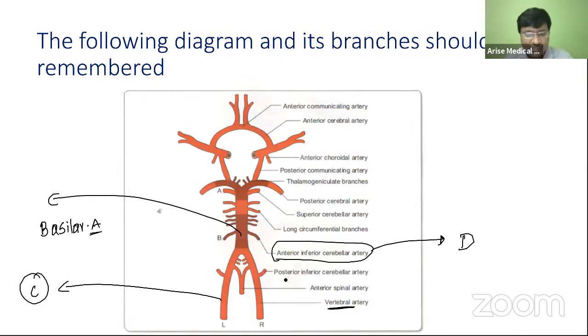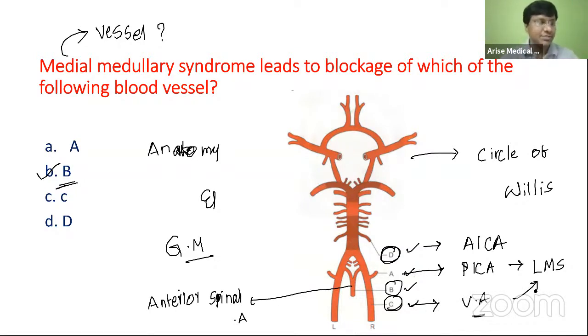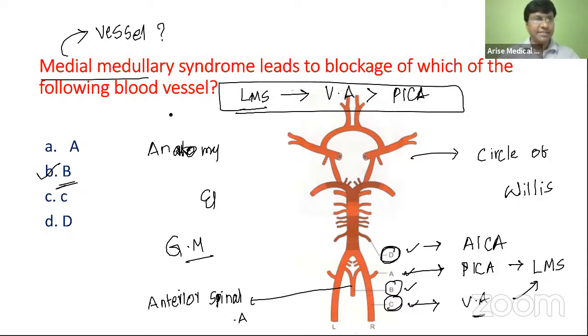Then A is your PICA, posterior inferior cerebellar artery, and this is what is involved in lateral medullary syndrome. And your C, the vertebral artery, involvement is also seen in lateral medullary syndrome. But if anyone asks you what is the vessel involved in lateral medullary syndrome, the first answer should be vertebral artery, followed by PICA, posterior inferior cerebellar artery. In medial medullary syndrome, the vessel which is involved is the anterior spinal artery.